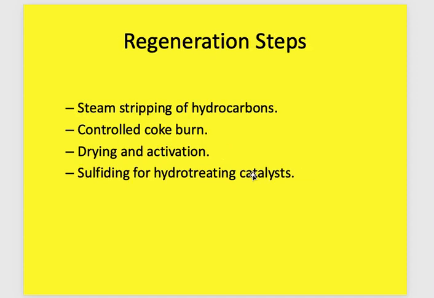Some types of fixed bed reactor work with a regeneration loop to recover the activity of the catalyst by stripping steam, by controlling coke burn, by drying and activation, or even activation for new catalyst by sulfiding process, like in a hydrotreating unit, for example.